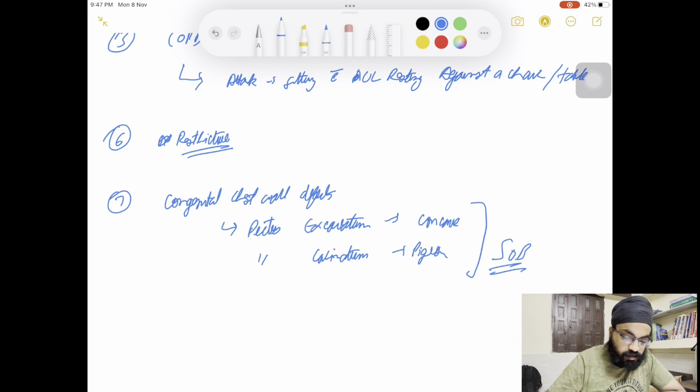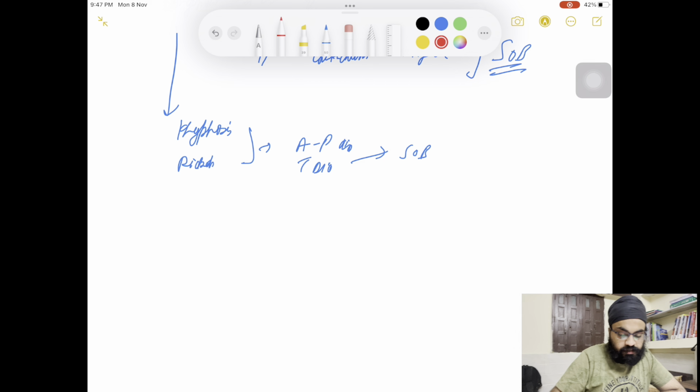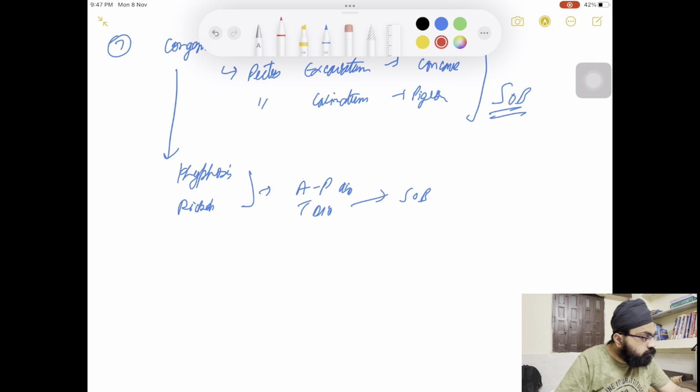So these patients will complain of shortness of breath. The other chest wall defects are kyphosis and rickets. These also affect the anterior posterior and transverse diameter, and hence the patient has inadequate inspiration and shortness of breath. Now let me see what all clinicals are left. Just one is left, that is nerve injuries.